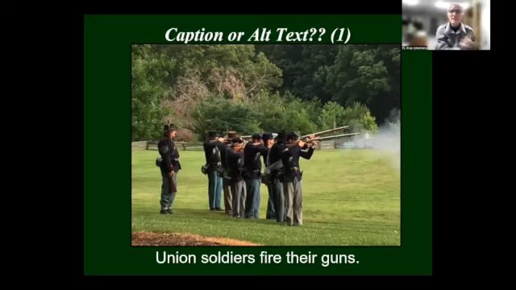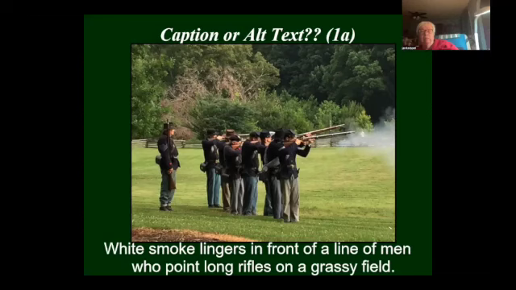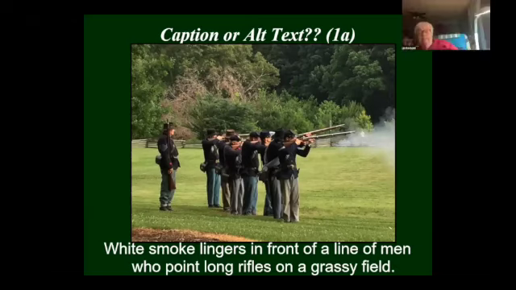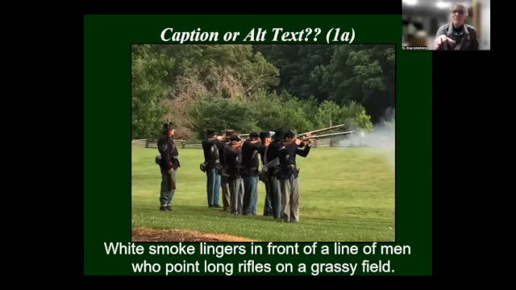The next picture, we're going to actually see this picture several times. So if we look at the next picture here, same picture. Now the sentence says, white smoke lingers in front of a line of men who point long rifles on a grassy field. This is alt text, basically what we were just focusing on. They're firing guns. Well, how do we know they're firing guns? We know because of the smoke in front. So that's why we say that white smoke lingers in front of a line of men who point long rifles on a grassy field.